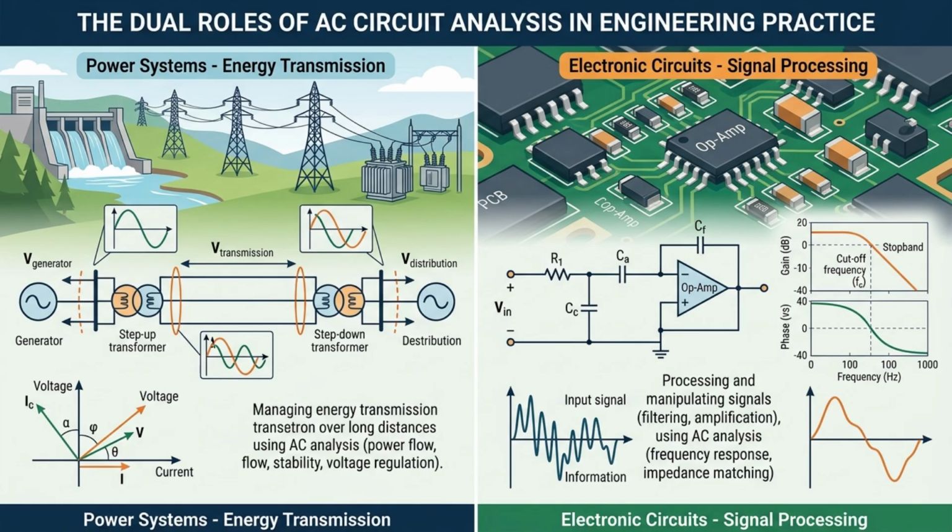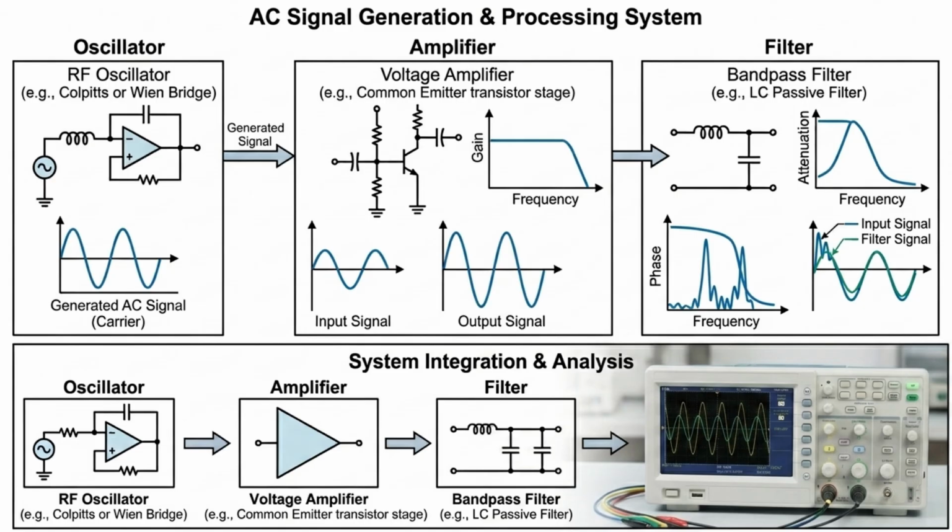In engineering practice, AC circuit analysis is used to design and evaluate almost all electronic and electrical systems. Power systems rely on AC analysis to manage energy transmission over long distances, while electronic circuits use it to process and manipulate signals. Filters, amplifiers, and oscillators are all designed using AC principles.